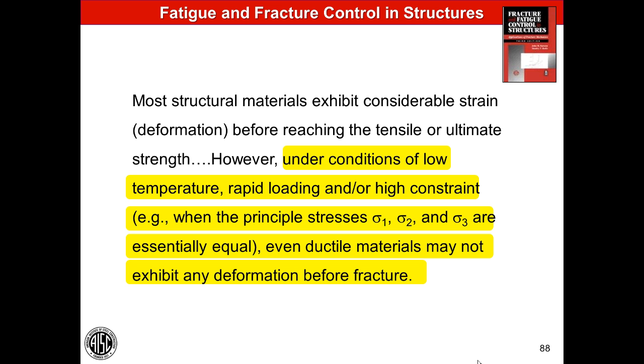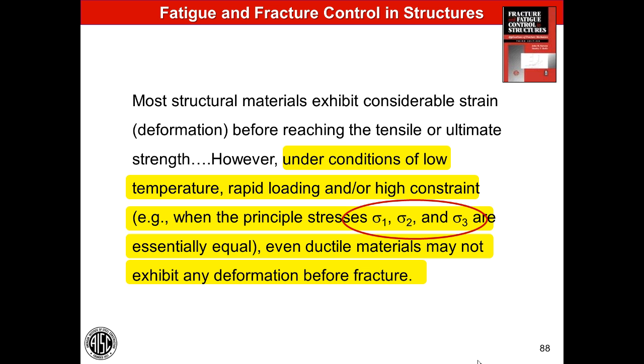Now, how is this related to welding? The very act of welding creates residual stresses, and we need to recognize the influence of those residual stresses, and we may want to alter our connection design. And this is particularly important when our principal stresses, sigma 1, sigma 2, sigma 3, are essentially equal.